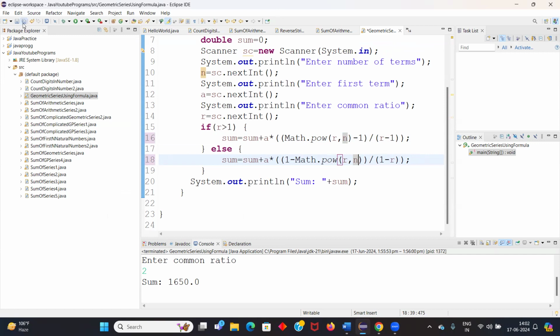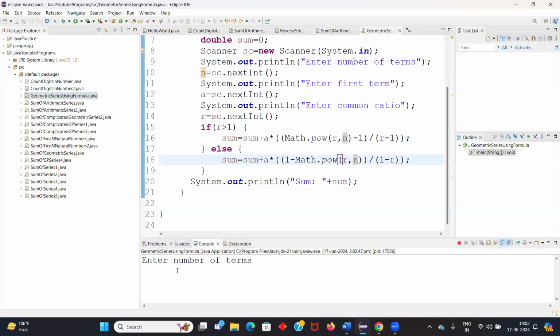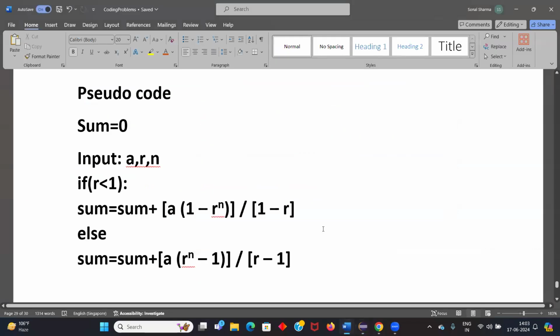Let me save it and let me run it. So number of terms are 5. First term is 110 and common ratio is 2. So now we got the correct answer 3410. So take care of the formula. To solve it using formula, you must remember the formula correctly. A into 1 minus r raised to power n divided by 1 minus r, and the reverse.